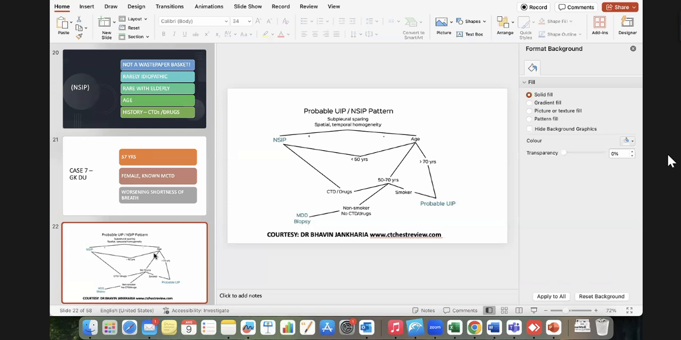In my mind, I am more inclined towards probable UIP in this case than NSIP. So I would advise a biopsy. But this is the kind of path to be followed. It is not very objective. Lots of things in medicine and radiology are subjective. So even if you advise follow up, advise with a word of caution. And this is absolutely probably the right case for biopsy.